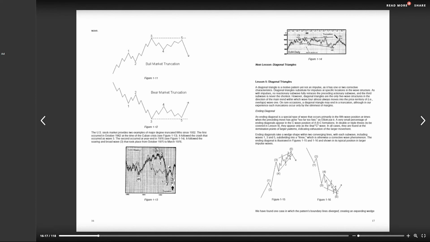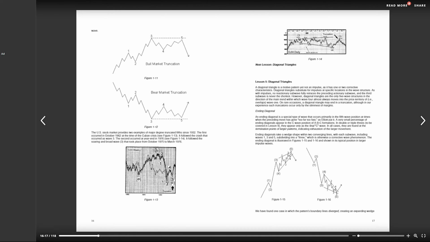So here you can see something called a bull market truncation, and here you can see a bear market truncation. Basically, these are Elliott waves that come in 5 impulsive waves, but they are irregular Elliott waves. Usually when you study Elliott waves, you know that the 5th wave needs to be the highest of these waves. So if you have a move to the upside, or to the downside by the way, 1, 2, 3, 4, 5, you need the 5th wave to be higher than the 3rd wave.